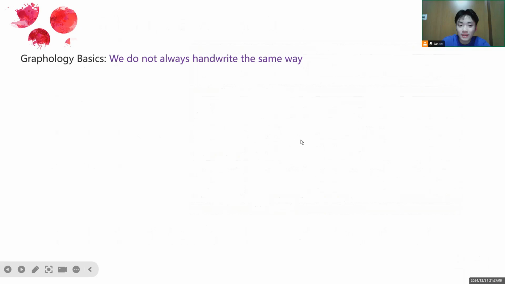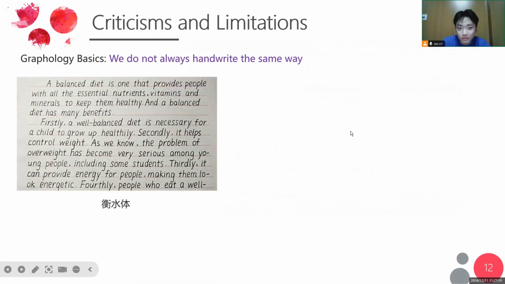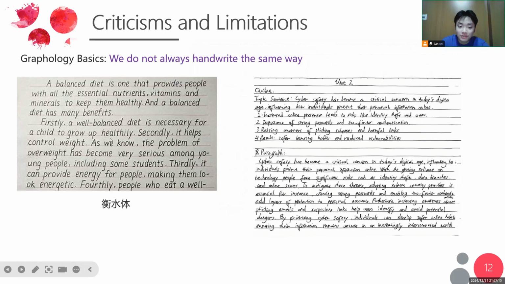Okay, and also we do not always handwrite the same way. The left picture is how I write in examinations, even in the college entrance examinations. But the right picture shows how I write simply in my assignments. So you can't just tell from this picture that I have one personality and from that picture I have another personality. That's not right.